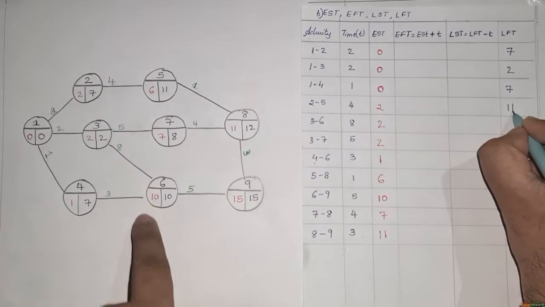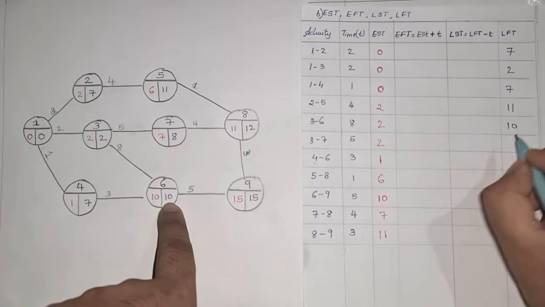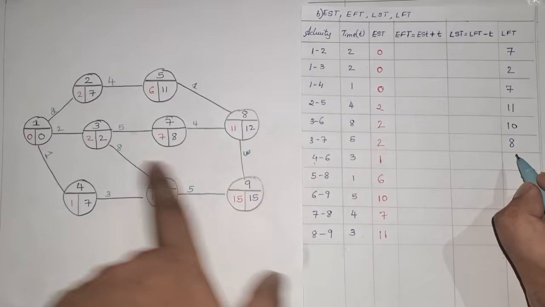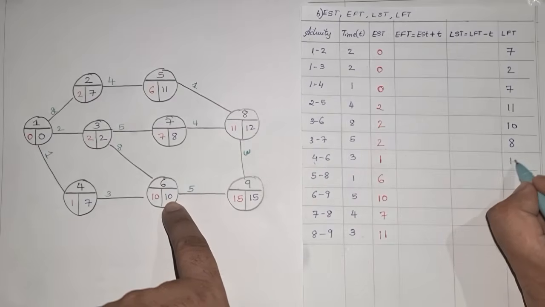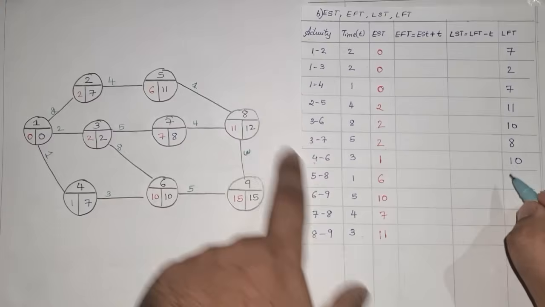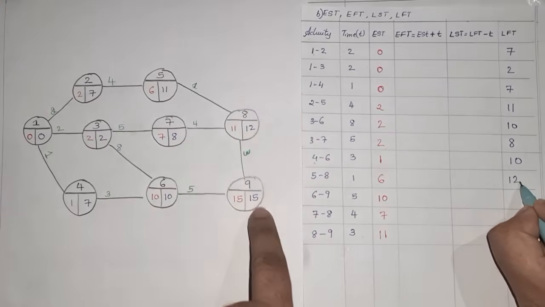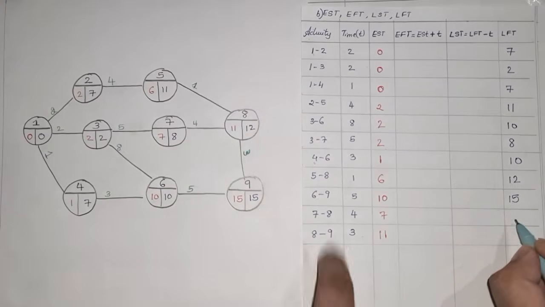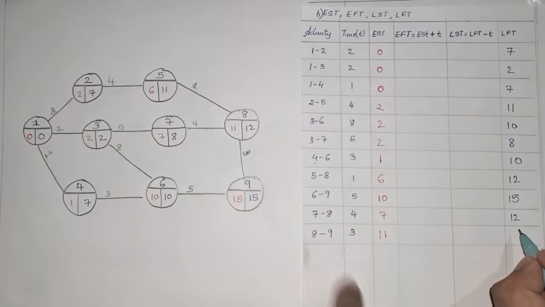For activity 6, it is 10. For activity 7, it is 8. For activity 8, it is 12. For activity 9, it is 15.